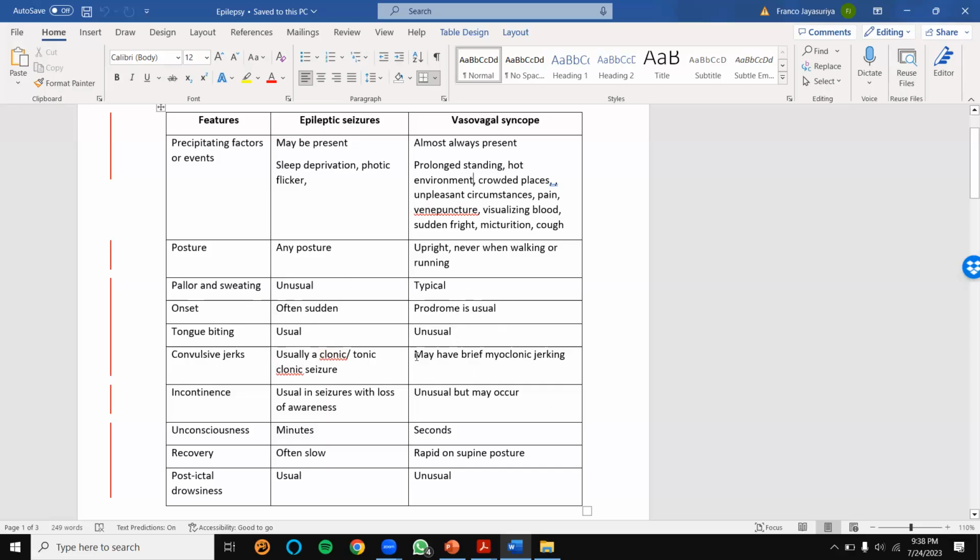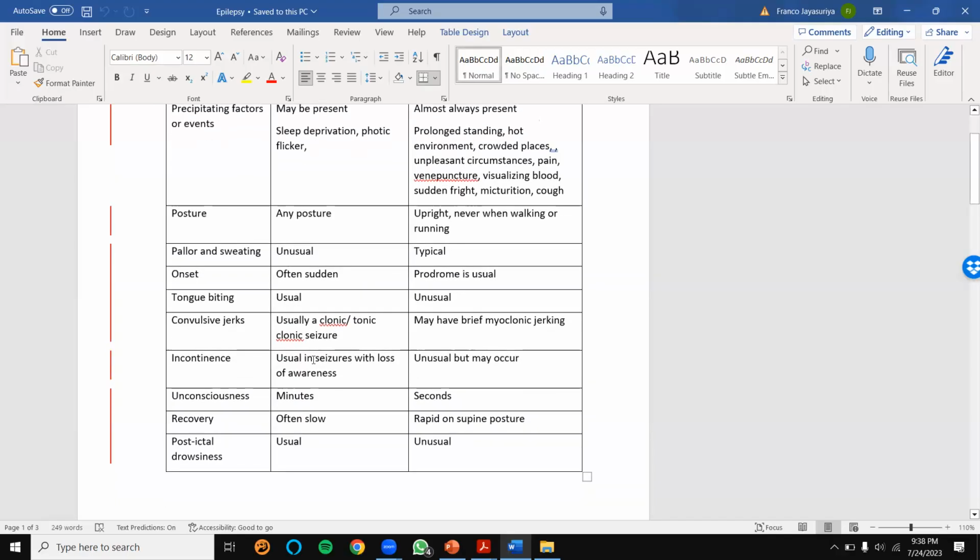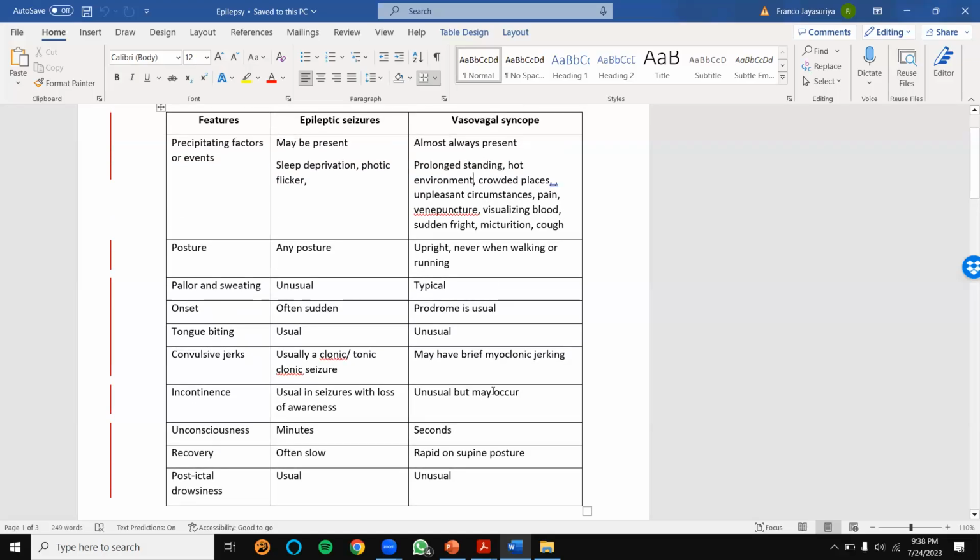In vasovagal syncope, you can get them, especially these brief myoclonic jerks. Okay, you can get them. It's not that they don't occur, you can get them, but not as common as in epileptic seizure. Incontinence, usually in seizures with loss of awareness, that also can occur. It's much commoner than in syncope. In syncope, it's not that common, but may occur. So be careful with these terms. It's like it may occur.